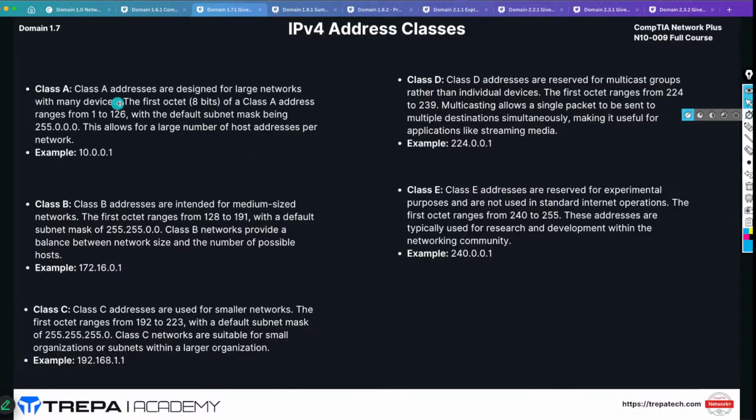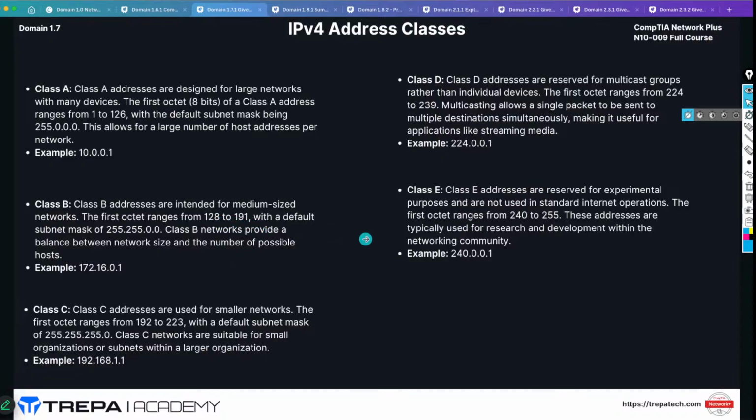So we have class A, which is the first octet ranges from 1 to 126. Class B, that's fine, it's just for the exam, will be the first octet is 128 to 191.